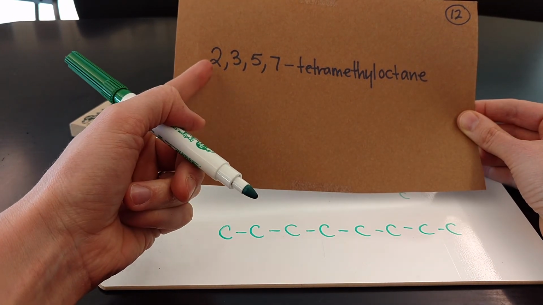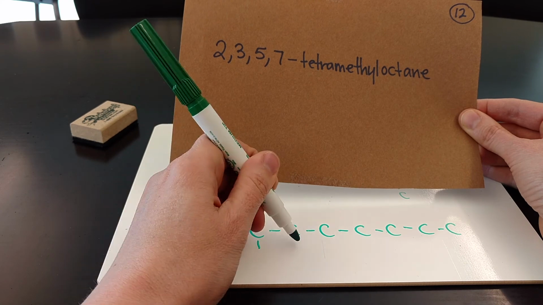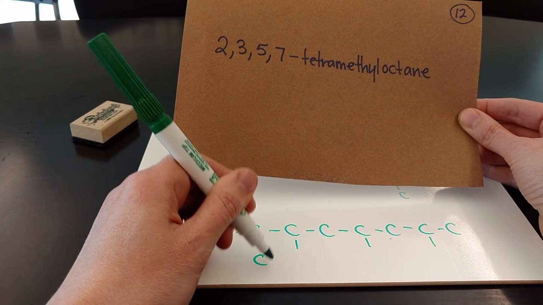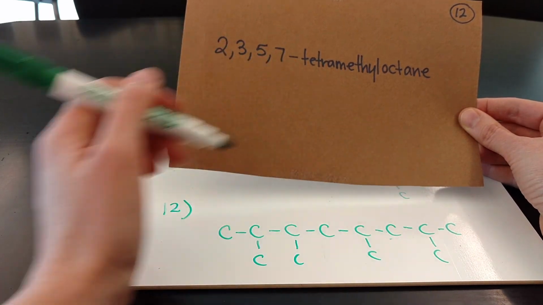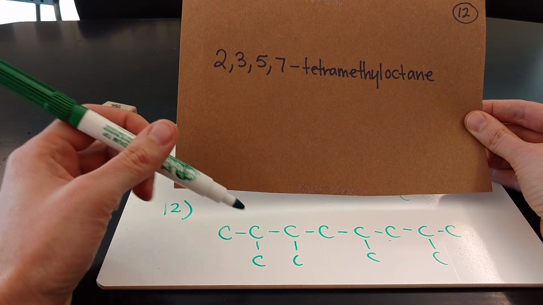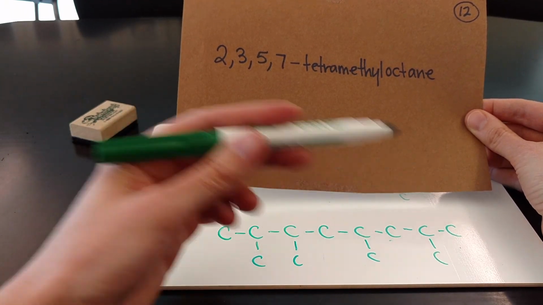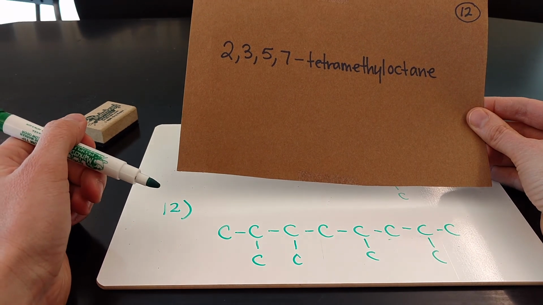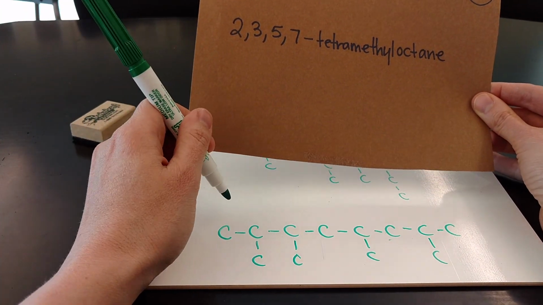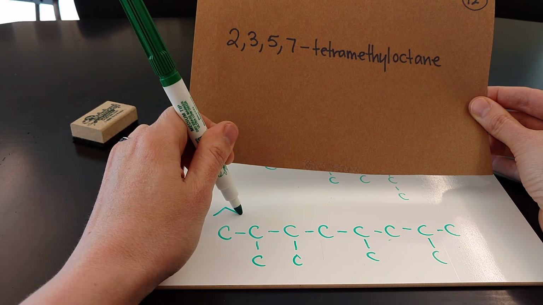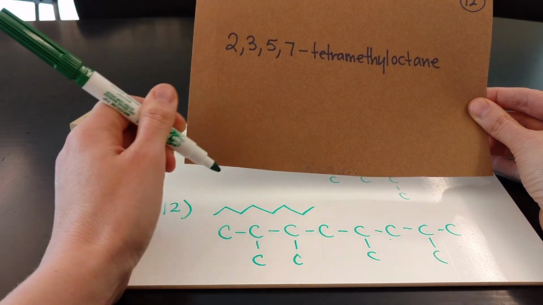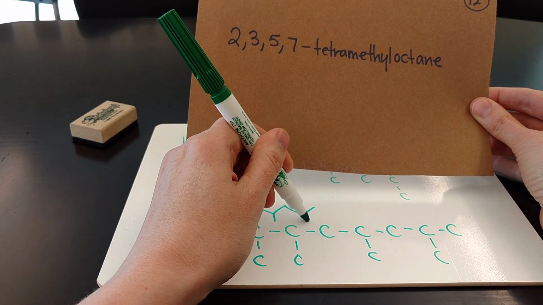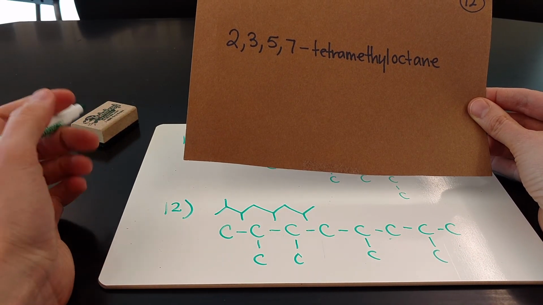And here's where they're located. 2, 3, 5, and 7. 2, 3, 5, and 7 all have a methyl branch attached to them. And a methyl is only 1 carbon. So that's it. Done. You could put them up, down, up and down. Just make sure that there's only 1 carbon attached to each of those, any direction. Skeleton structure, octane, 1, 2, 3, 4, 5, 6, 7, 8. 2, 3, 5, 7. And there you go.